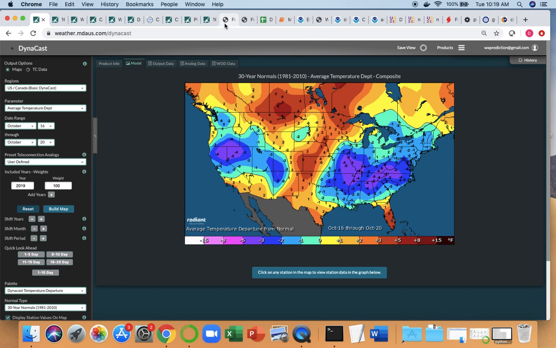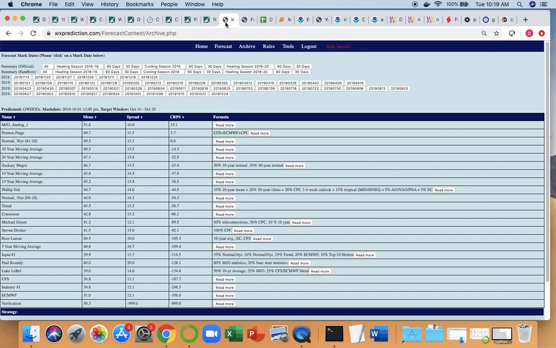So, bottom line is, at least one of the takeaways here, models and most of the human inputs, again, struggled this week. There's nothing here that suggests or any clear indication that the ECMWF or CFS is doing significantly better.